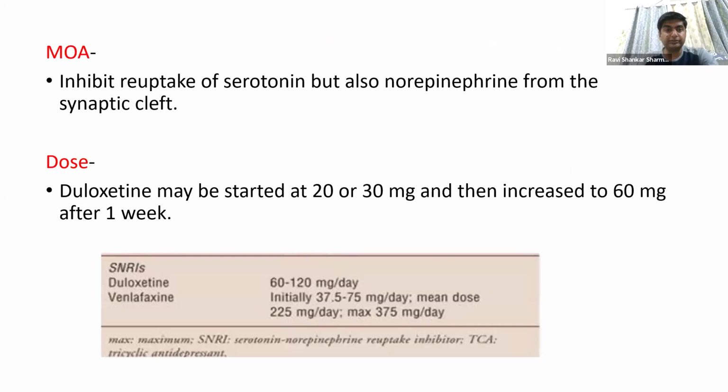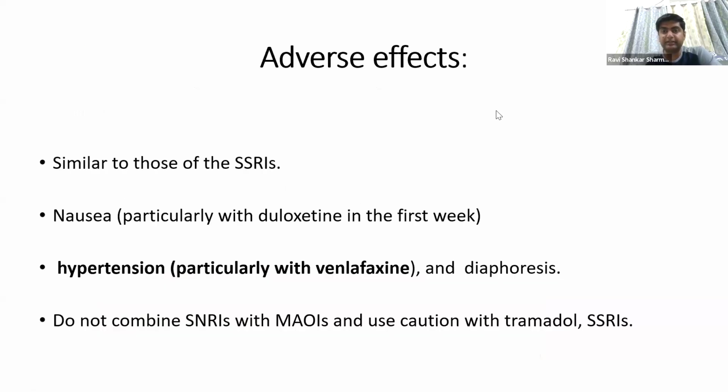So yes, as I told you, it inhibits the reuptake of both serotonin and norepinephrine, and it may be started at 20 milligram at bedtime. Then you can increase up to 60 milligram after 1 week. For venlafaxine, you can start with a dose of 37.5 milligram and then gradually increase the dose. Then adverse effects: yes, hypertension, especially you need to remember with venlafaxine, okay, because of sympathetic overactivity, and sometimes it may lead to diaphoresis.